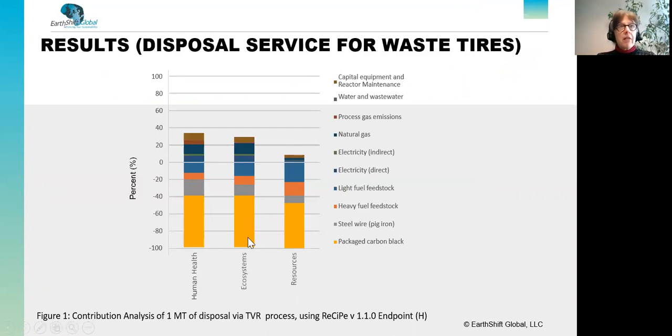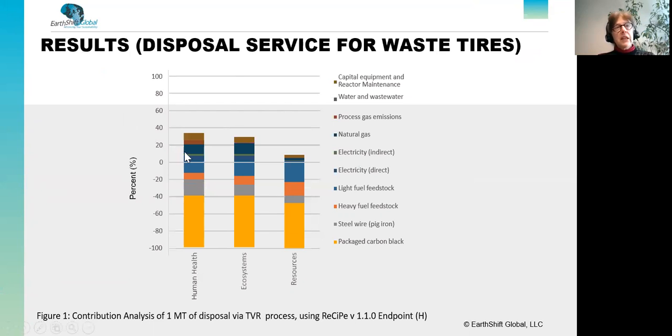So we looked at it from a bunch of different perspectives, and I'm going to show you the different perspectives, although the anticipatory part in a way is looking at where their big impacts were coming from. So here we're looking at this process as a disposal service for waste tires. So our functional unit is the disposal of so many tires, or so many tons. In fact, it's a megaton of tires, sorry.